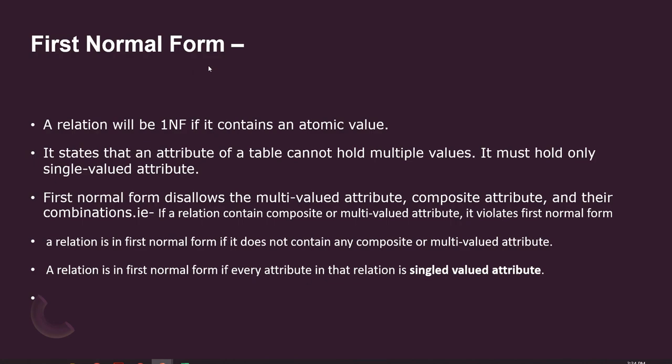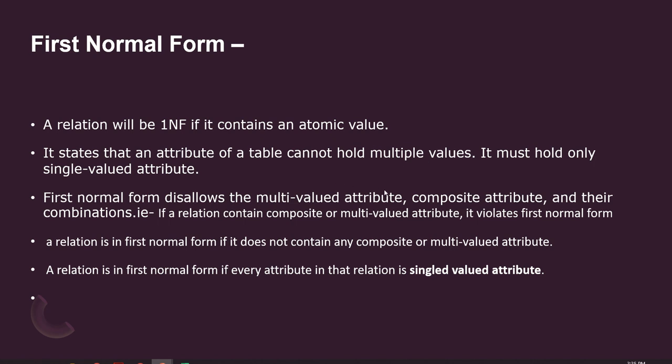So first we are going to study the first normal form. A relation is said to be in first normal form if the relation contains only atomic values. That means the table cannot hold any multiple values.